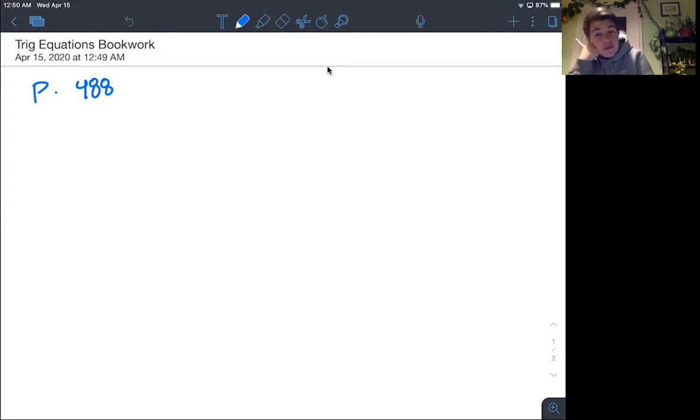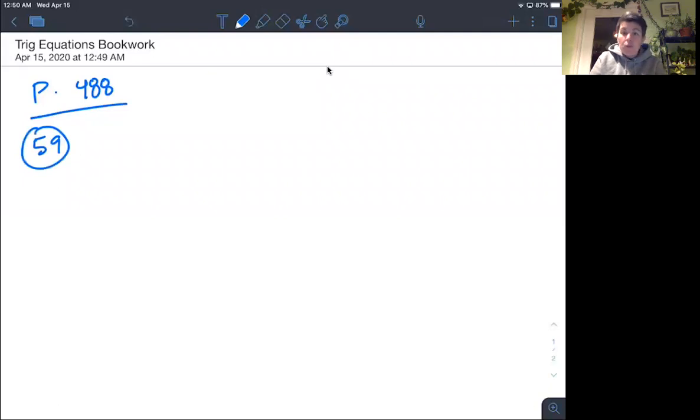If you have other problems you want me to do, can you just send me an email and I'll post them up here so you can look at them if you can't get to a place where you can work on them with me. So I'm gonna start with number 59. Number 59 asks us to solve for theta. And it's got 2 sine squared of theta minus sine of theta minus 1 equals 0.